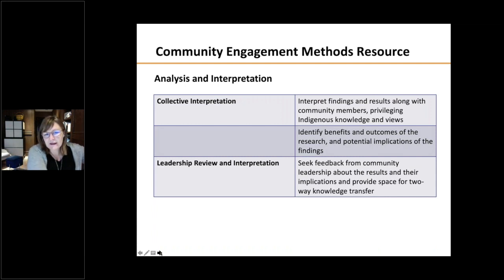And then we move to the analysis and interpretation stage. Here, it's really important to have community members helping to interpret those findings and results along their knowledge and views and paradigms, and understanding from their perspective how this is helpful to their community, and also what some of the implications of the findings are.